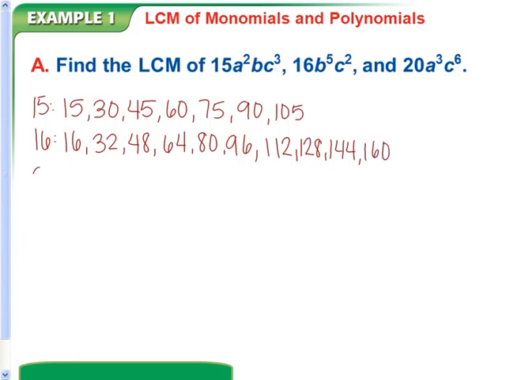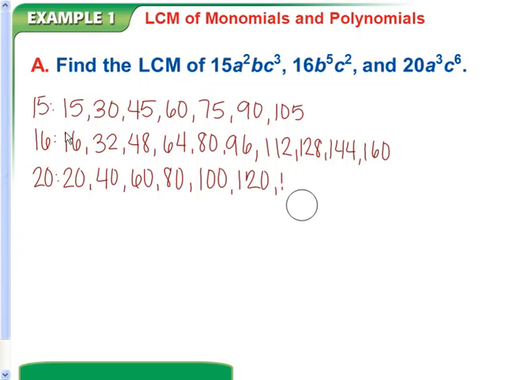Let's try 20s. 20, 40, 60, 80, 100. Oops, that should be 140. And then 160. Okay, those two have 160 in common. Hopefully then 160 is a multiple of 15 as well. So we're at 105, 120, 135, 150, and it's not going to work. Okay, so 165. We're going to have to keep going through this until we find a number that matches. As you can see, this can become a very tedious problem.